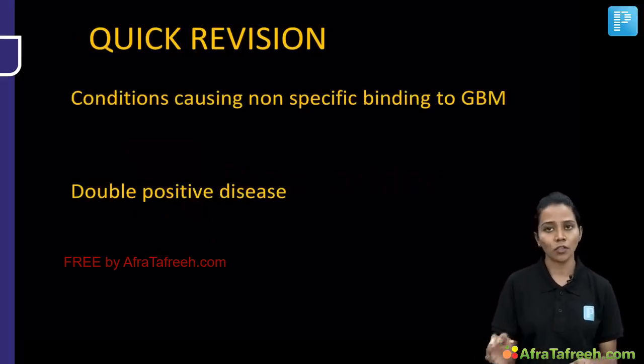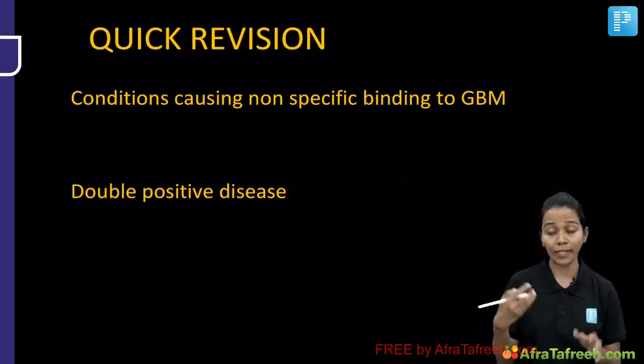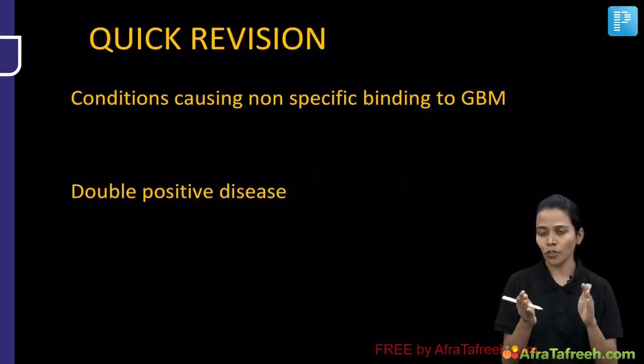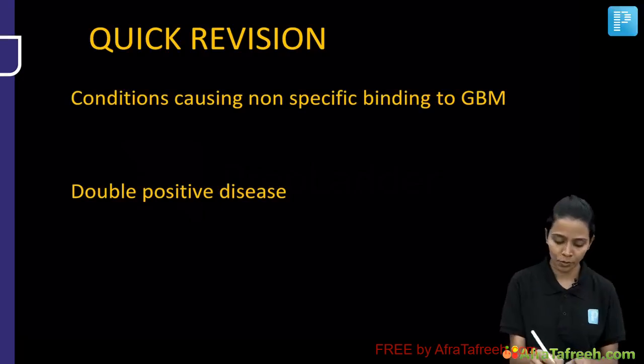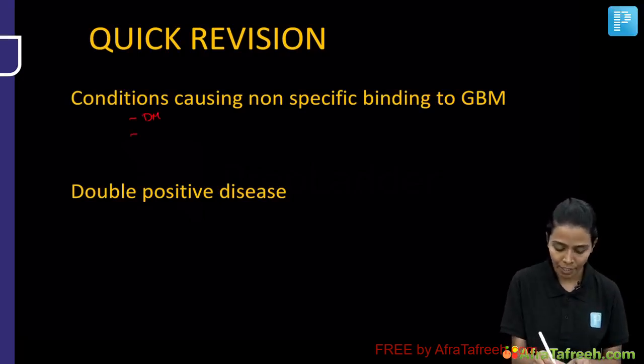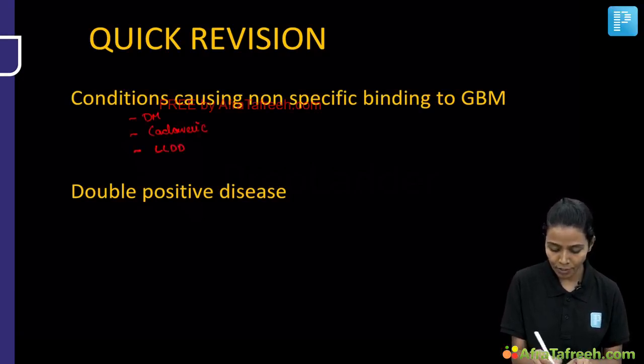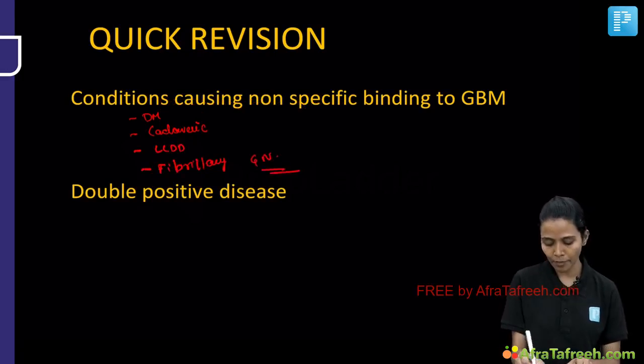Now, conditions causing non-specific binding to GBM, so the immunofluorescence will appear similar to anti-GBM disease. This can be diabetes mellitus, cadaveric kidney, light chain deposition disease, or fibrillary GN. So these are the 4 things that you have to remember.